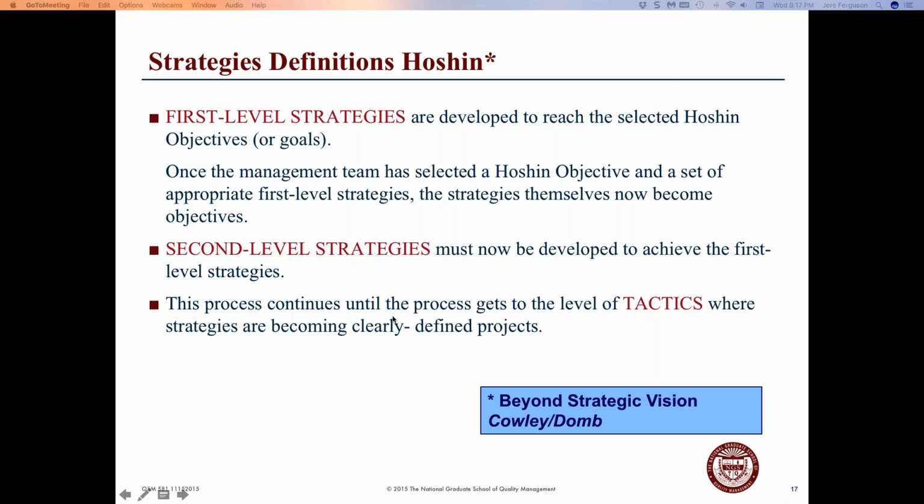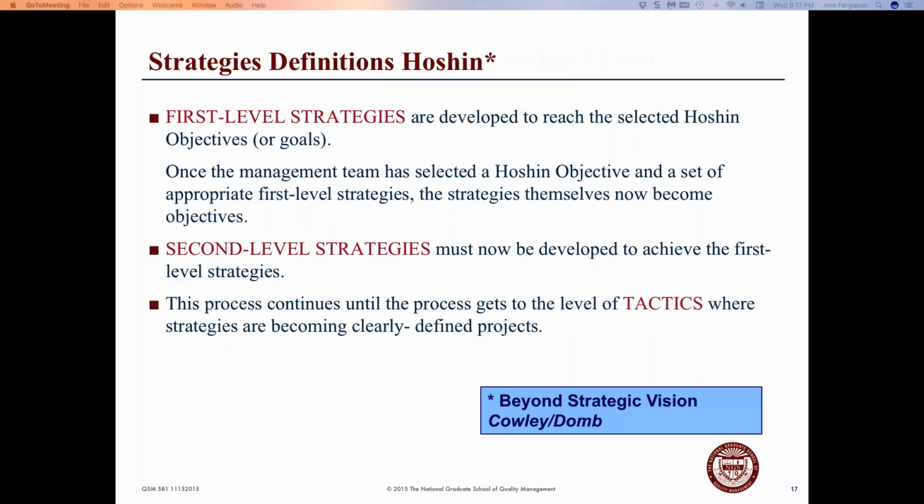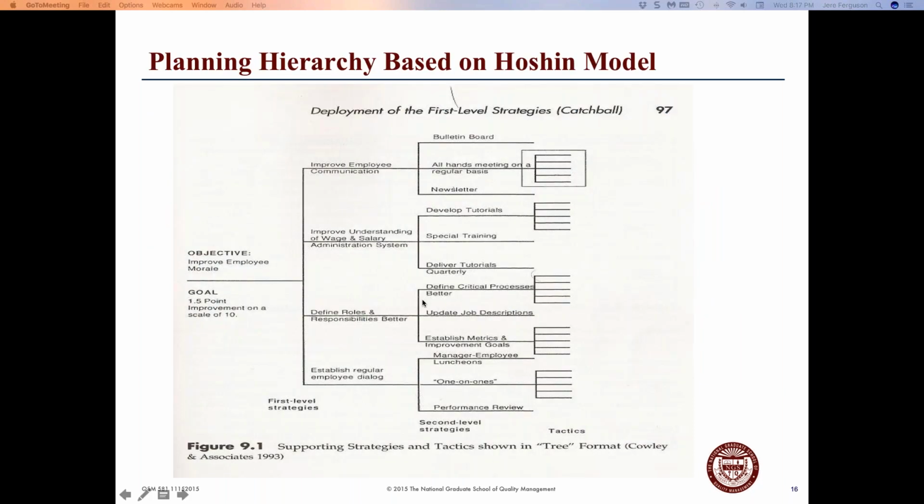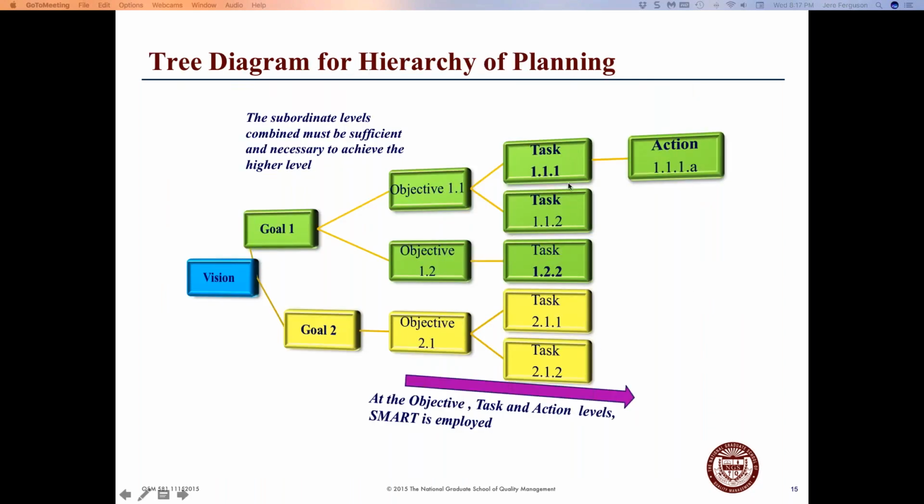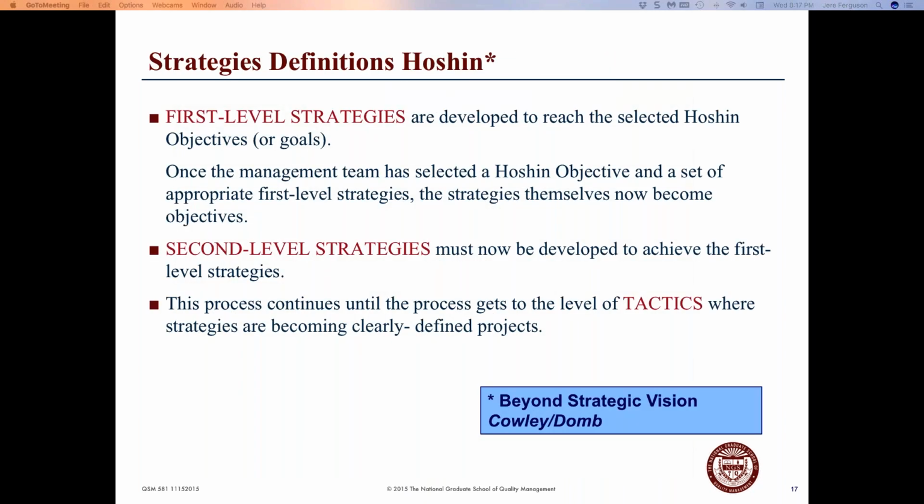strategy. The process continues until it gets to the level of tactics, where the strategies are being clearly defined projects. So in our map, the second level strategy continues until it gets down to the point where we have reached the tactic and the action to its lowest level. Because the intent of the second level strategy is to get the objective to a tactical application.